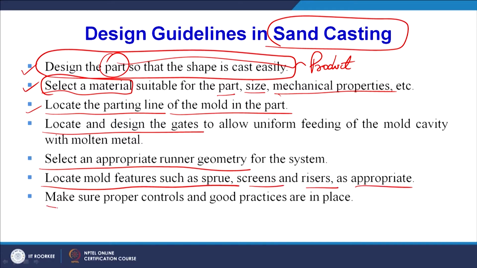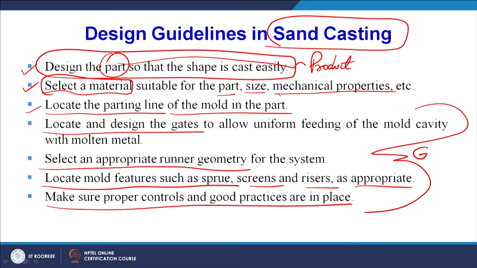Make sure good proper controls and good practices are in place. All these 4 points are related to the design of the gating system, and this is related to the processing or the process, that is a sand casting process.